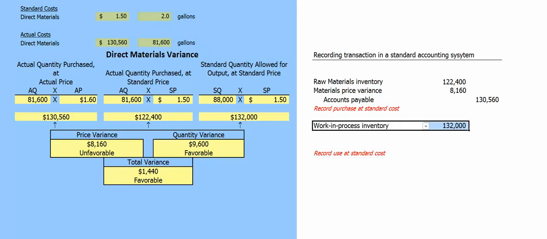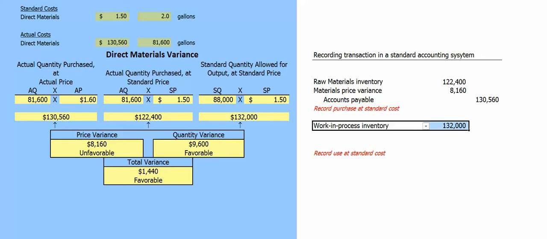When we issue materials to production, again, we will do it at its standard price. And so when we debit work in process, we will debit work in process for the standard quantity and the standard price of $132,000. And again, that was 44,000 units. At 2 gallons per unit, there's our standard quantity of 88,000 multiplied by our standard price of $1.50.